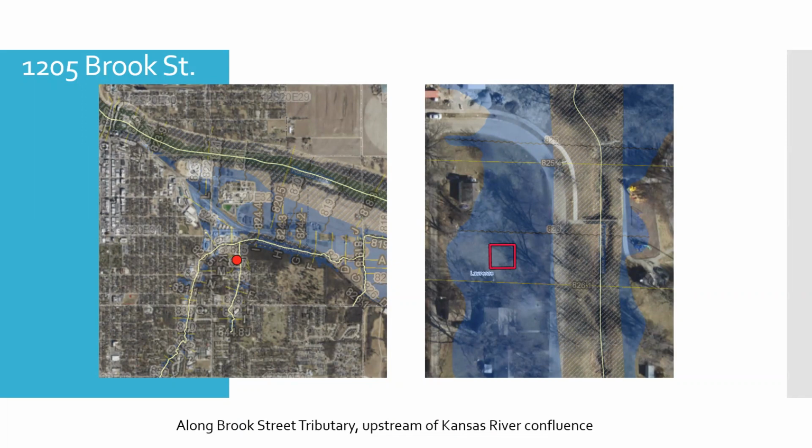There's nothing actually there on this property. So I'm building a fictional residential building on fill, which isn't too typical of a residential area, since I might be pushing water off onto people, but it could be something that you run into. So this is along the Brook Street tributary, which is part of the Kansas River system.